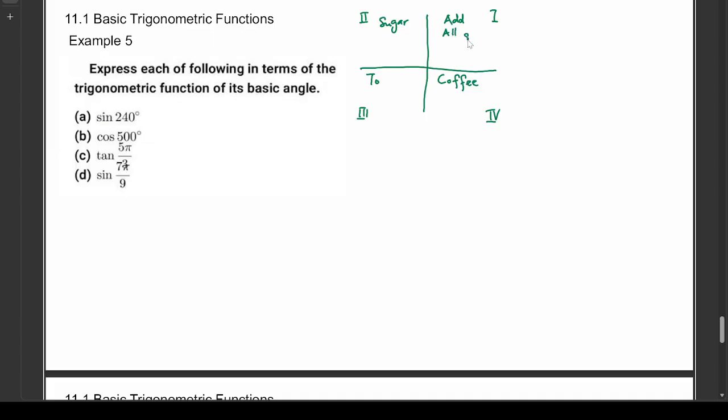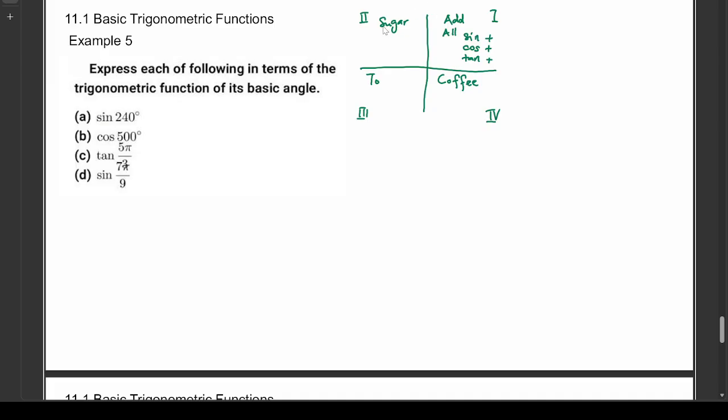All, that means sine is positive, cos is positive, tan is positive. Everything is positive. You can try pressing your calculator. Let's say cos 70, you will get positive. Sine 80, you will get positive, right? For any angles between 0 to 90.